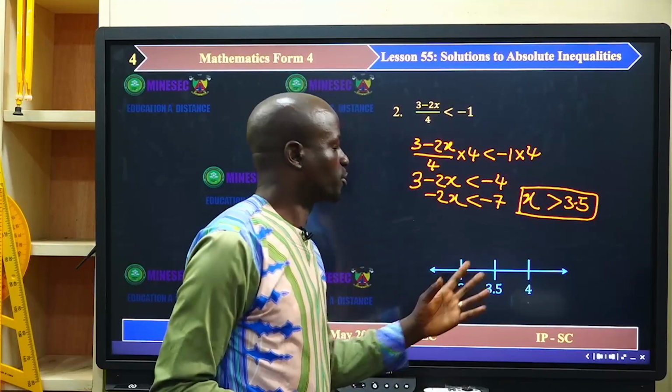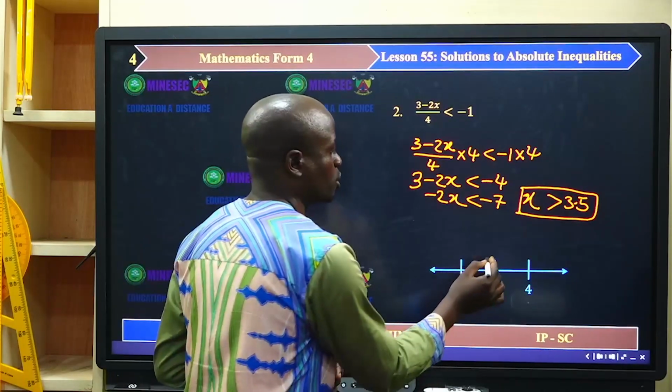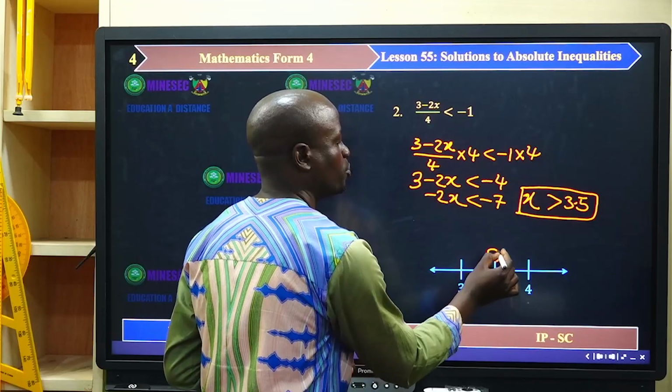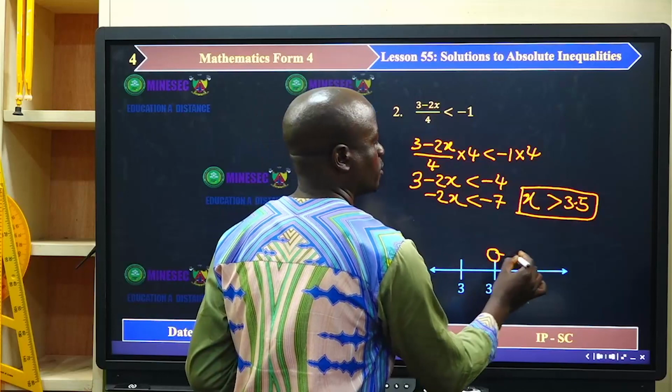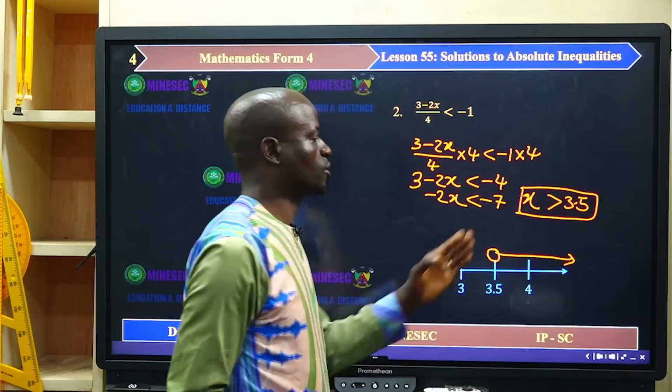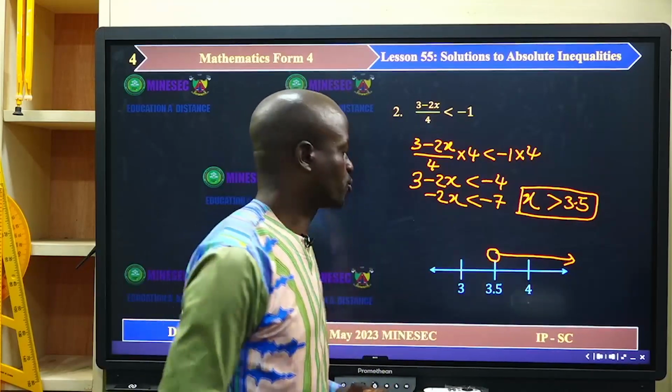Let's now represent on the number line. So we go to 3.5. We have an open circle. And then the arrow goes to the right, because x is greater than 3.5.